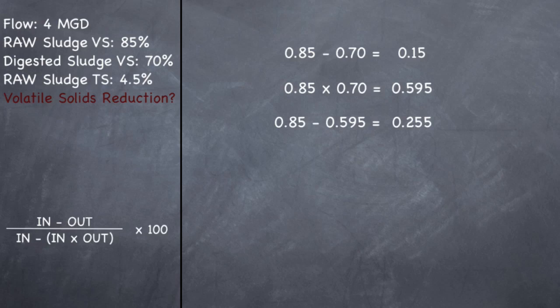So if I throw these together, 0.15, in minus out, divided by 0.255, in minus the in times the out, times 100 should give me a volatile solids reduction of 59%. And when you're studying for your grade 3, you'll soon learn what this number means and what's a good number, what's a bad number. And this is actually probably a too good to be true number. Usually volatile solids reduction is between 40 and 60%. So if you got a 59%, your digesters are kicking it. And they're kicking it good. So let's go on.